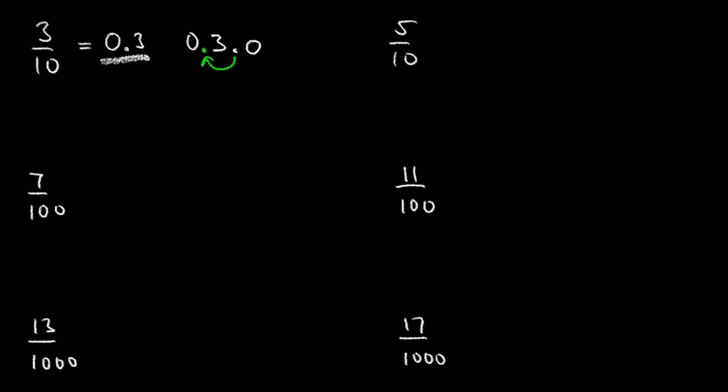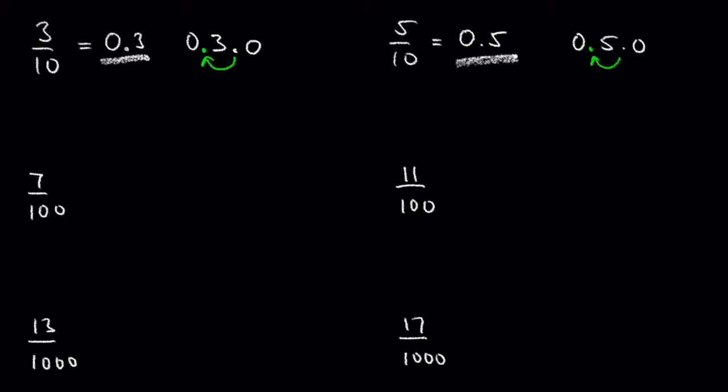We can do the same with 5 over 10. 5 is equivalent to 5.0. 5.0 divided by 10 means again shifting the decimal point one place to the left, which gives us 0.5. So the fraction 5 over 10 is 0.5 as a decimal.